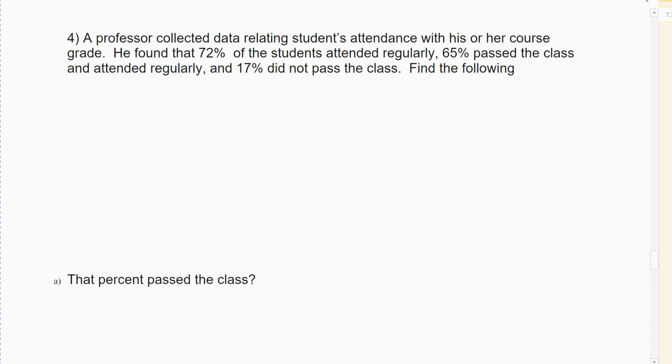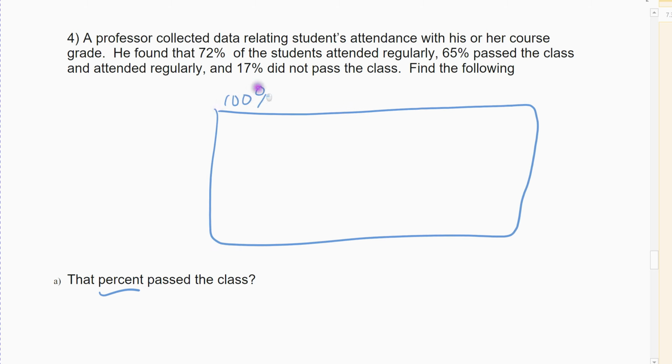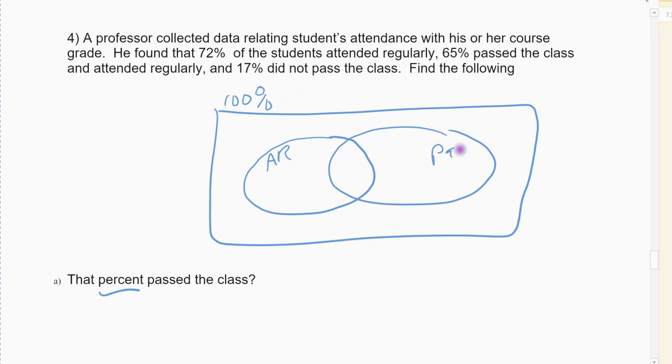72% of the students attended regularly, 65% passed the class and attended regularly, 17% did not pass the class. Find the following. And these are going to be percent, so I don't have to convert. So this would be 100% of the class, 100% of the students, however many there are, we don't know. We have two circles we're looking at: attending regularly, and passing the class. We know what percent did both. 65% land in this middle wedge where they did both of those. So I've already counted 65% of the class, which means there's only 35% left over to fill out the rest of this picture.